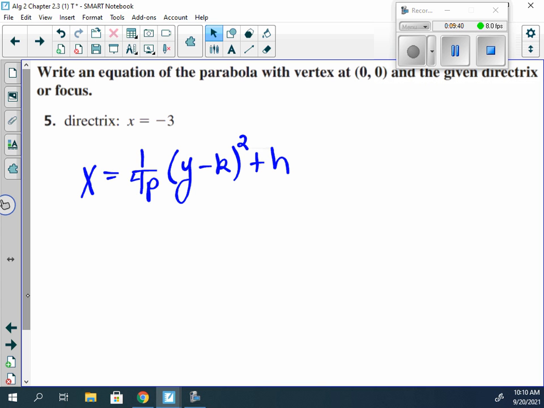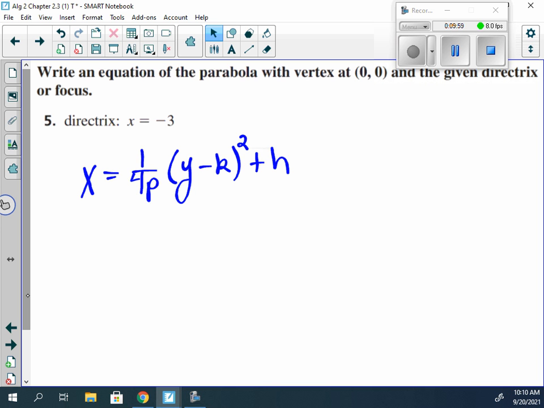Really, our horizontal left and right is dealing with the x. And the other equation, what do we have inside? X minus h. Those will go together. Y is outside, k is outside. Here, x is outside and h is outside. So we have it here.